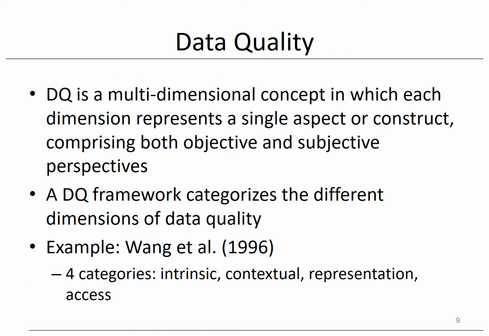Data quality is a multidimensional concept in which each dimension represents a single aspect or construct comprising both objective and subjective perspectives. Some aspects are absolute, whereas others depend on the task and/or experience of the data user. Therefore, it is useful to define data quality in terms of its dimensions. A data quality framework categorizes the different dimensions of data quality. Different data quality frameworks exist, but the prevalent one is the framework by Wang et al., which has 4 categories: intrinsic, contextual, representation, and access.